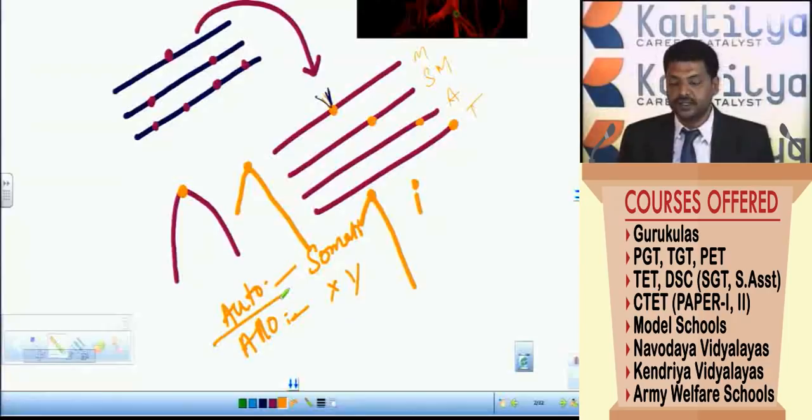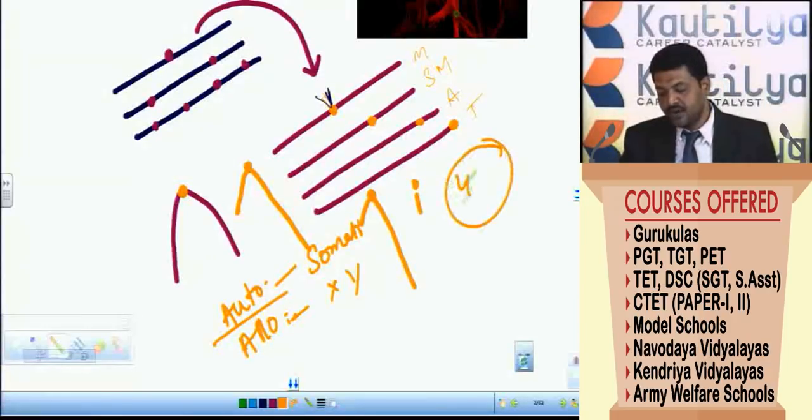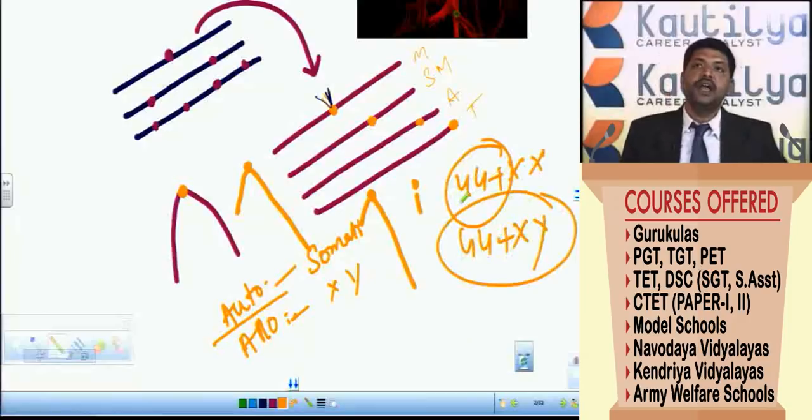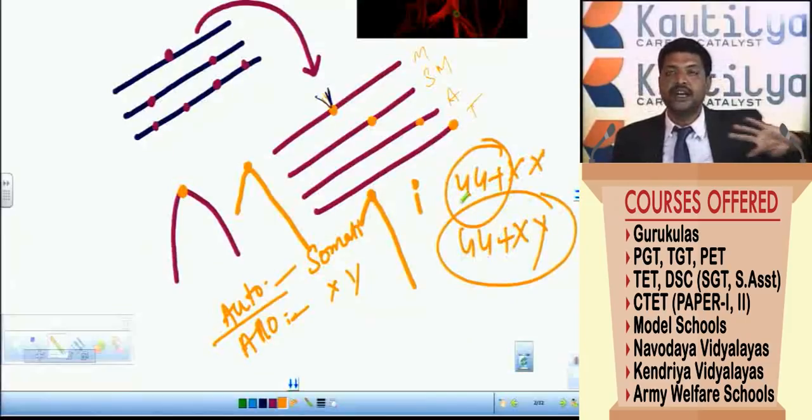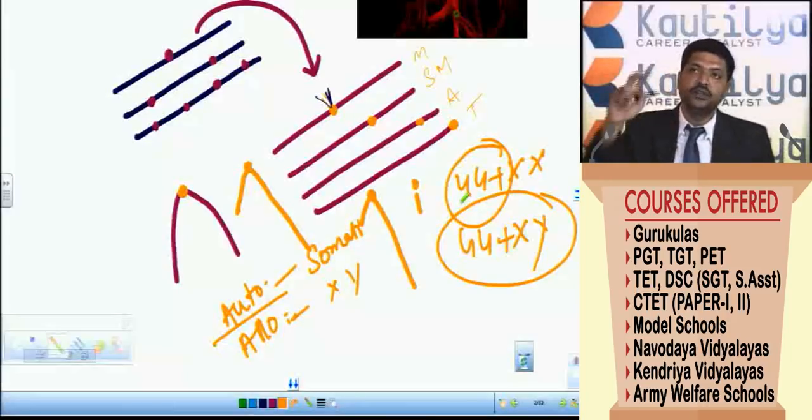In somatic cells we have 44 plus XX in female and 44 plus XY in male. So the autosomes and allosomes both are present in body cells as well as germline cells. Autosomes are present in both body cells and germline cells. Allosomes are present in both somatic cells as well as germline cells.